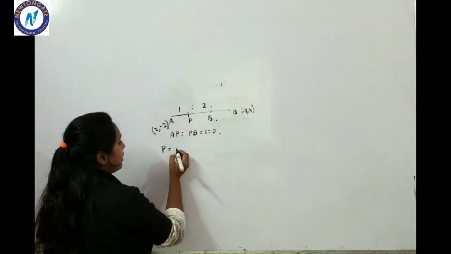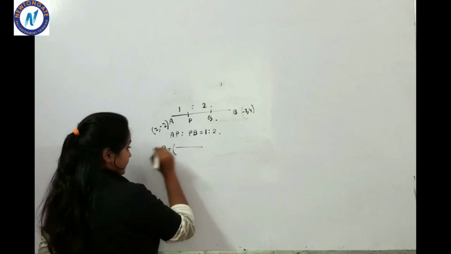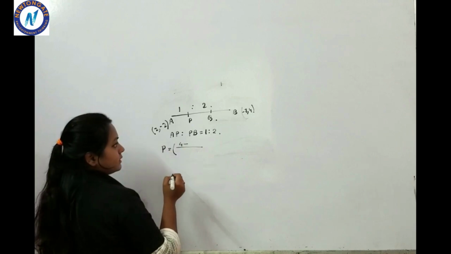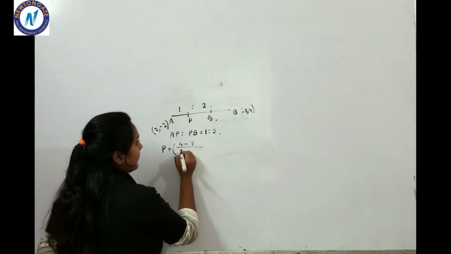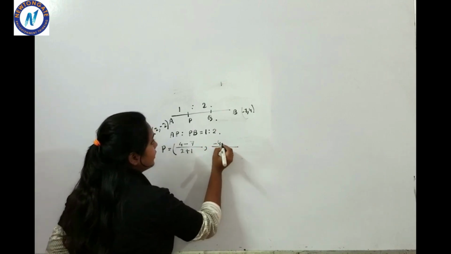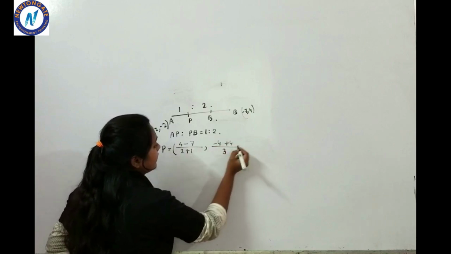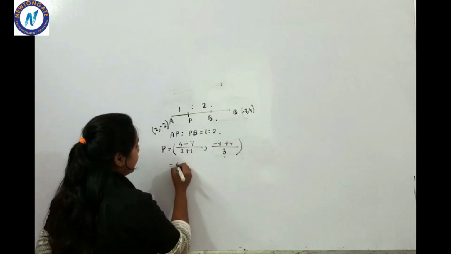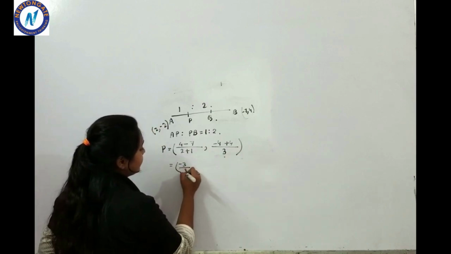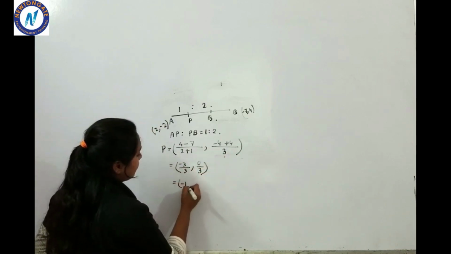Then the coordinate of P equals (1 into 7 plus 2 into 2) by (2 plus 1), comma, (1 into minus 4 plus 2 into minus 2) by 3. That means 2 plus 1. That gives minus 3 by 3 and 0 by 3. That means minus 1 comma 0.